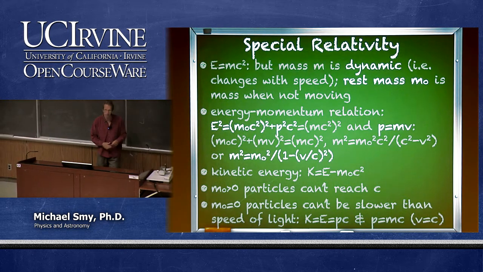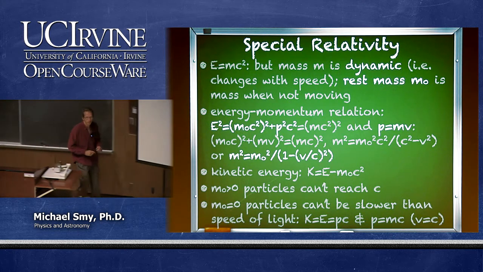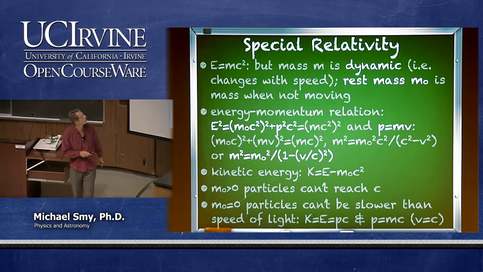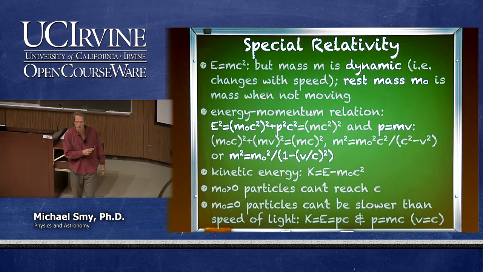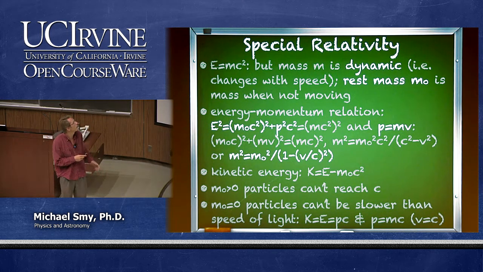In special relativity, the most famous of physics formulas is that the energy equals the mass times the speed of light squared. However, in this case, the mass m is a dynamic mass, meaning that it is not a constant, it depends on the speed of the particle. And so we define a rest mass, m0, which is the mass when there's no motion. And the more you speed up the particle, the bigger the mass will become.